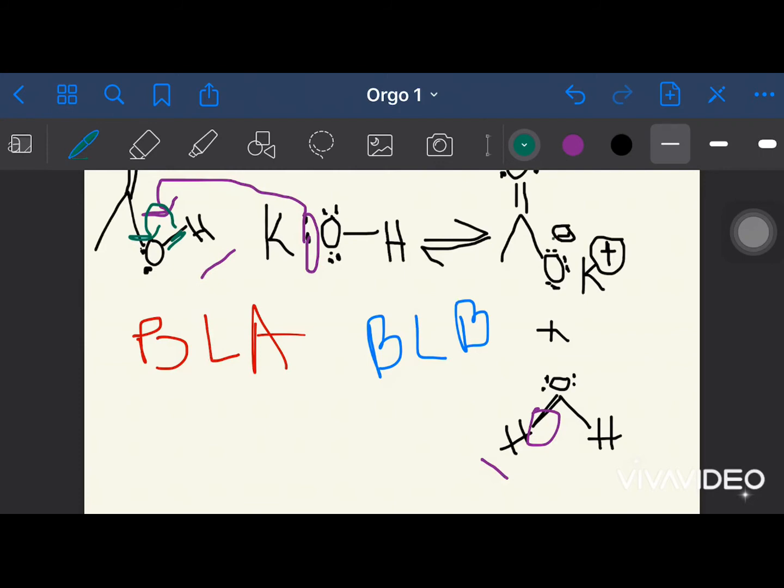Next, I will be showing how the transfer of electrons from the hydrogen to the oxygen made the oxygen more negative in the product, the acetate ion.